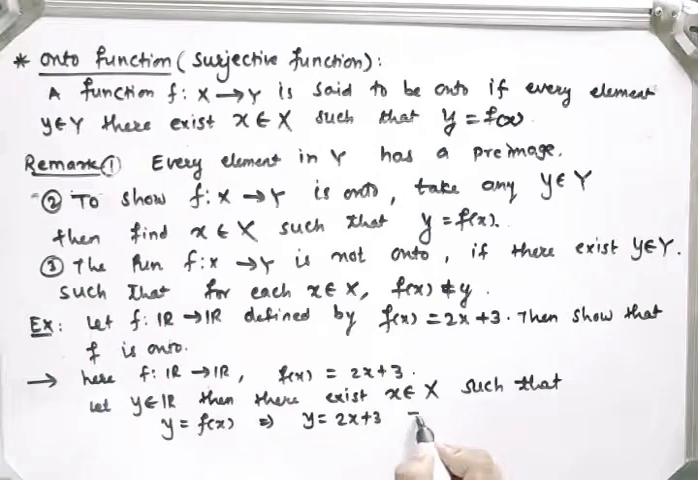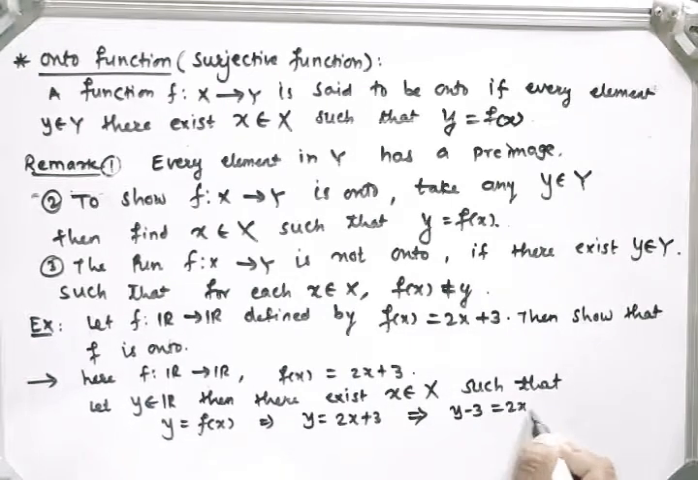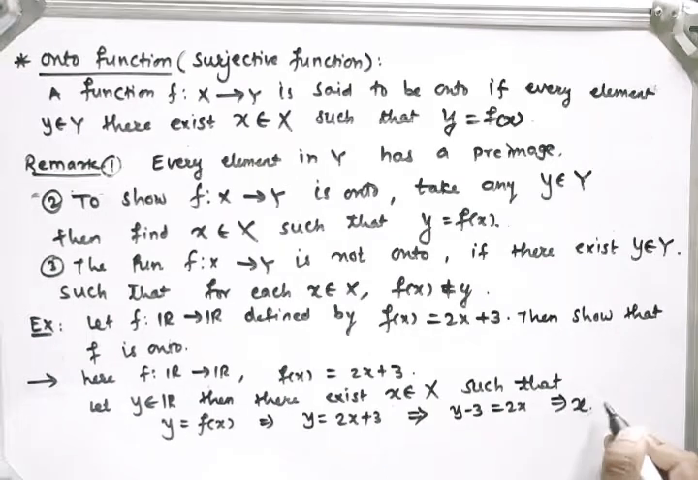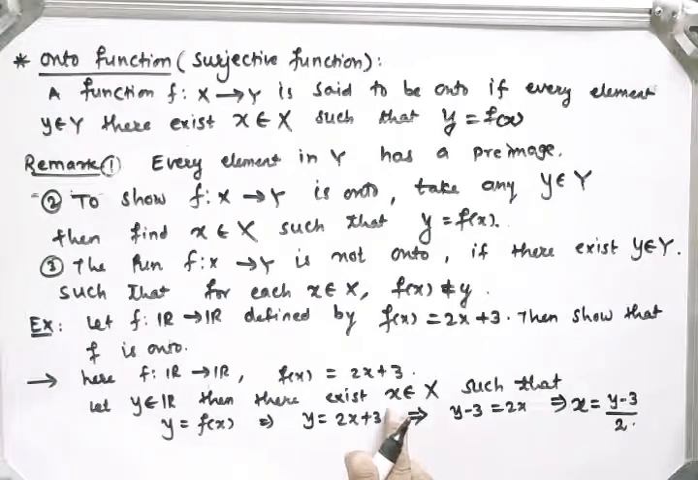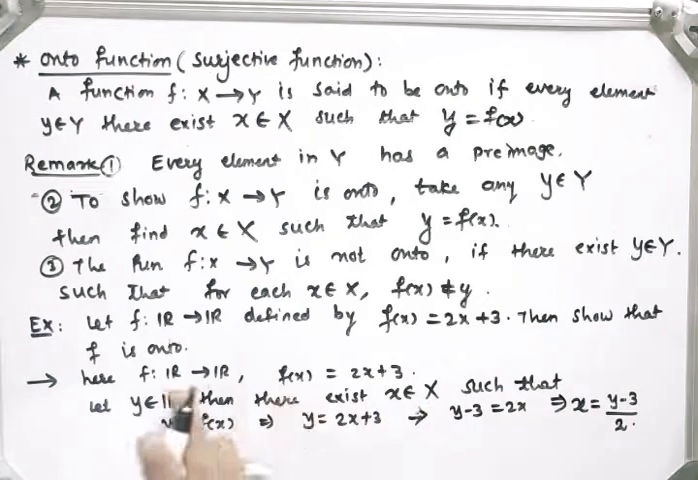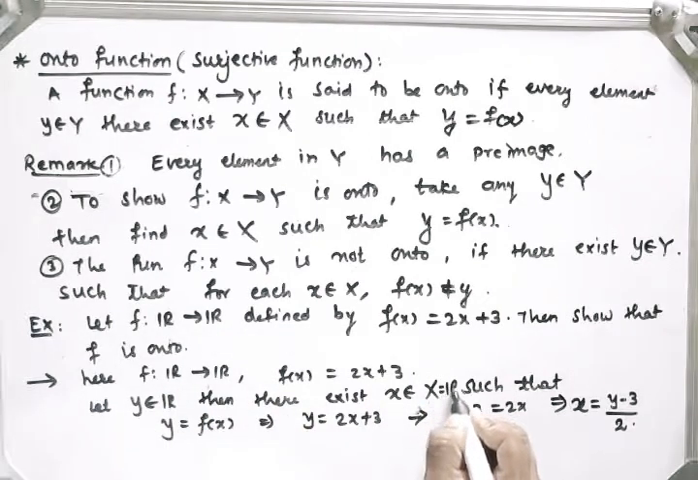So what will we get? 3 is on the right side, so I will put it on the left side. So y minus 3 is equal to 2x. So I get x is equal to (y minus 3) upon 2. So here x belongs to set R, which means x belongs to real numbers R.